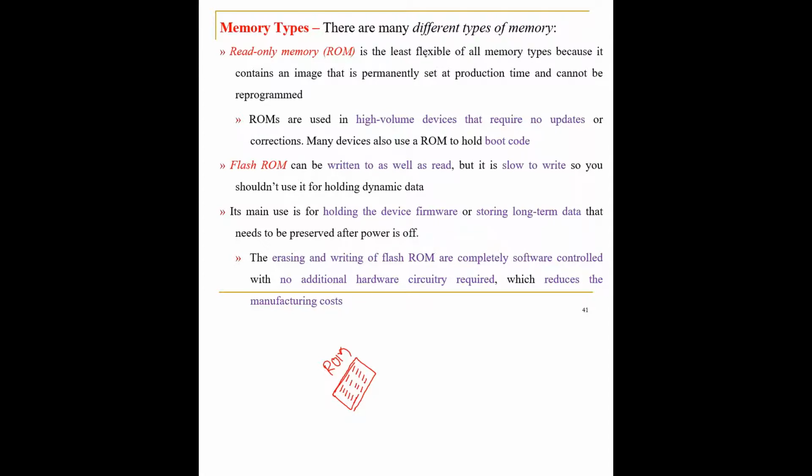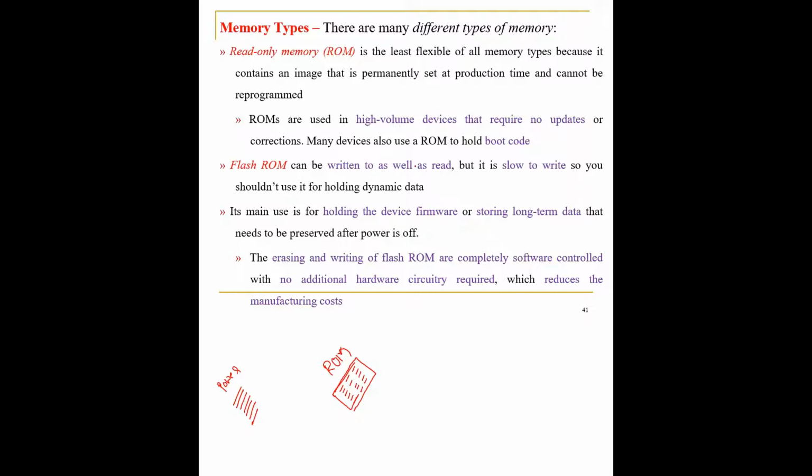It is the least flexible of all memory types because it contains an image that is permanently set at production time and cannot be reprogrammed. Normally, as soon as you power on the system or the laptop, there will be a set of instructions running in your laptop. All these are pre-programmed. These instructions are all stored in the ROM. It is a fixed image. You cannot change it. That is what your ROM is.